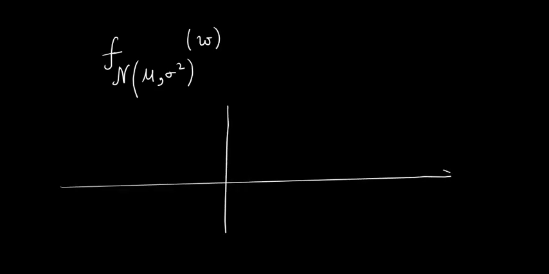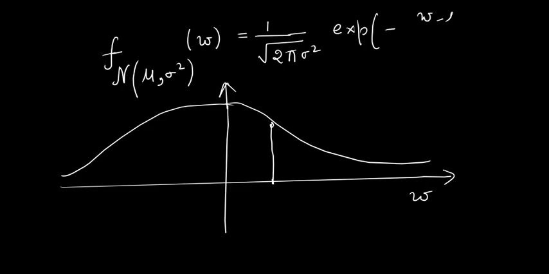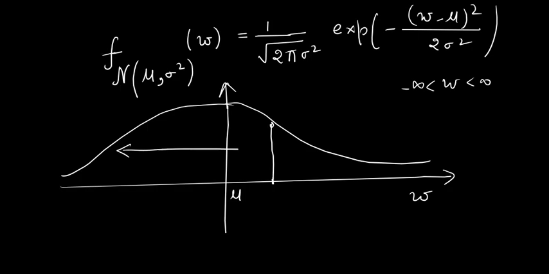What do I mean by that? This is W. You can assume that this is a function of W. What is the value of this function at some W? 1 upon root 2 pi sigma square, exponential of minus (W minus mu) whole square divided by 2 sigma square, where W is from minus infinity to infinity. Is it clear now? This is the mean and its spread is governed by the variance. Yes or no? Is it clear to you?